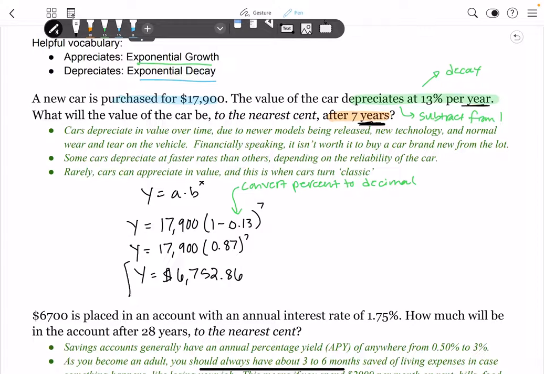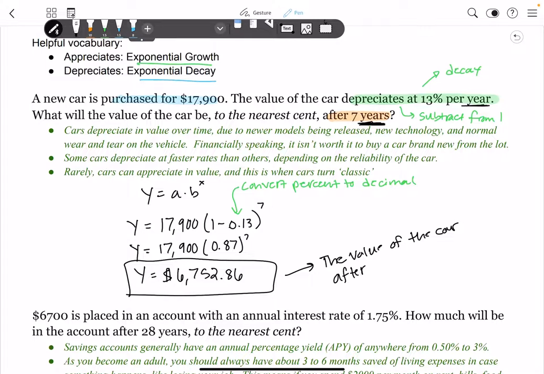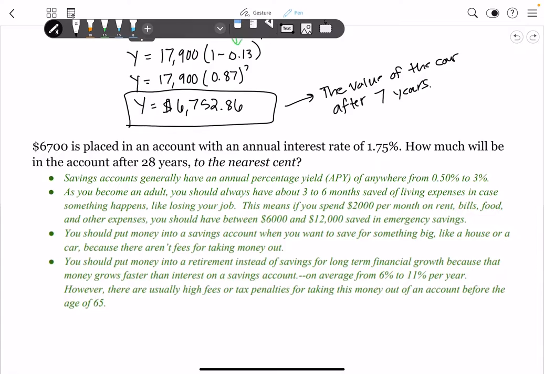$6,752.86. So to put this number into perspective, this is the value of the car after 7 years. So you can see that cars depreciate quite a lot. It started off at $17,900, and then 7 years later, it's worth like a third of what it was before. All right, so now let's go to another example.